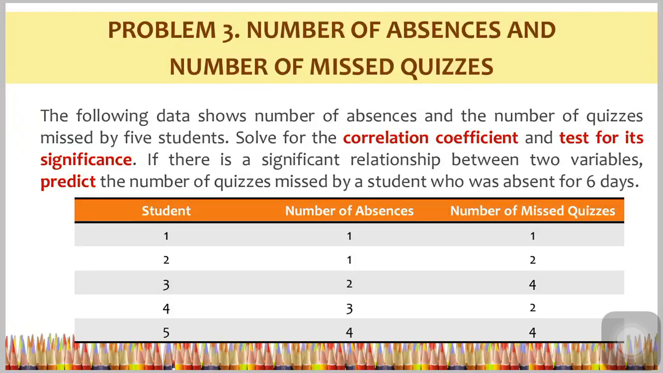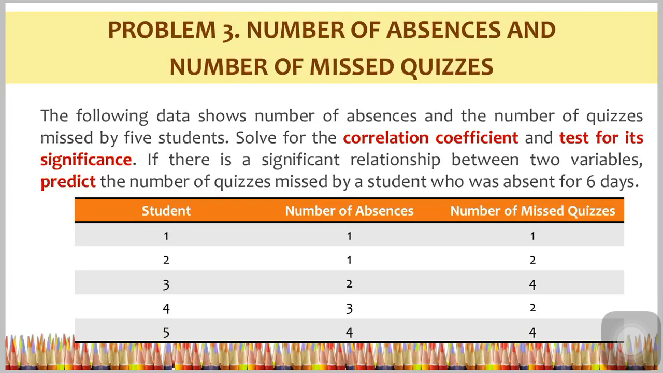Problem number 3. Number of absences and number of missed quizzes. The following data shows the number of absences and the number of quizzes missed by 5 students. Solve for the correlation coefficient and test its significance. If there is a significant relationship between the two variables, predict the number of quizzes missed by a student who was absent for 6 days. The data below is given.